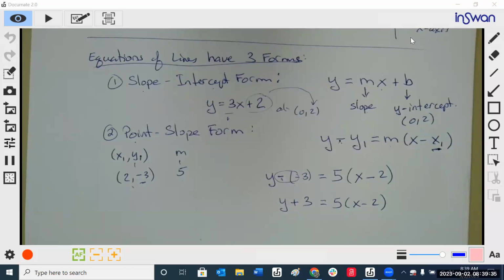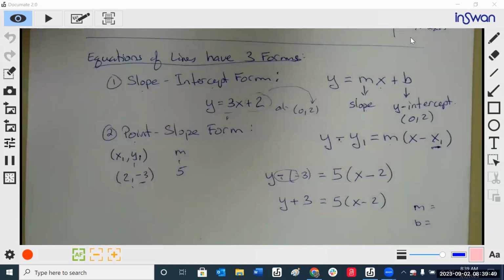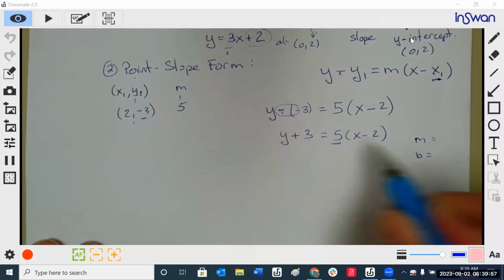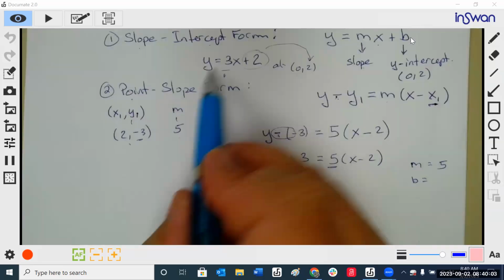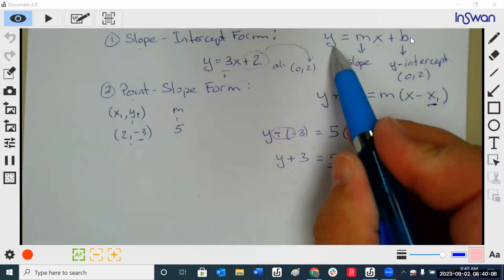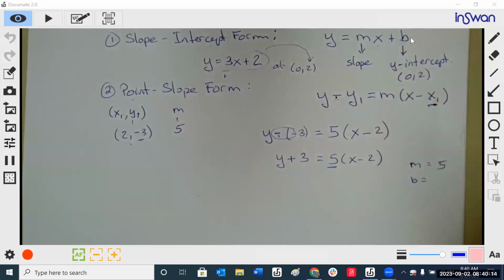So far, so good. Convert the point slope form into slope intercept form. In other words, if I gave you this, tell me the m and tell me the y-intercept. If I gave you this, tell me the slope and the intercept. So m is 5, that's given. But the b, we don't know just yet, because we have to solve for y. We have to get y by itself. And then once you get y by itself, whatever constant you have there is your y-intercept.